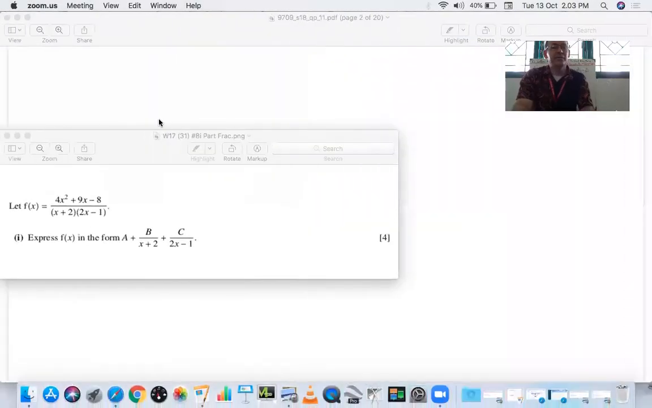Okay, let's look at our next problem here, see what we have. Again, the code is up here if you're interested in that. Let f of x equals 4x squared plus 9x minus 8 divided by x plus 2 times 2x minus 1. Express f of x in the form, and notice it's in partial fractions, except they set it up for you, a plus b over x plus 2 plus c over 2x minus 1. And this one's only worth 4 points because I already set it up for you.